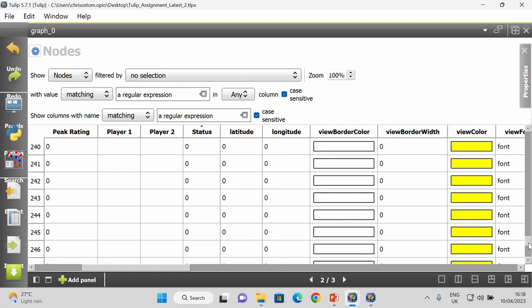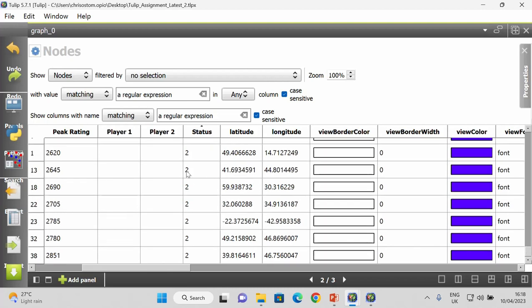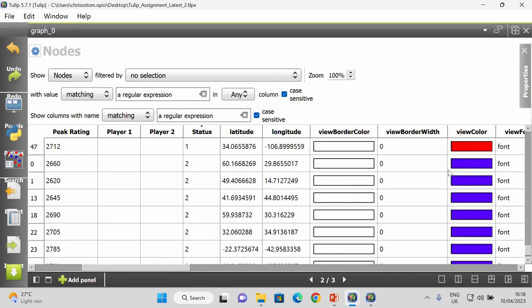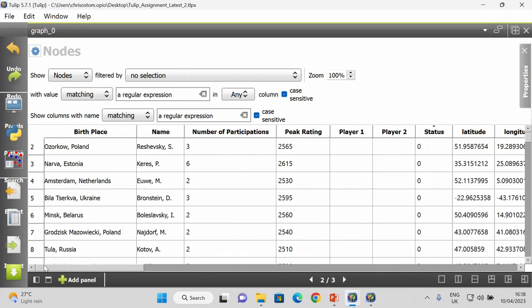There is also status 1, which shows that the candidate participated in the competition, reached the final but lost in the final, and it's color coded red. Then when you look at status code 2, the candidate participated in the competition, reached the final and won. In other words, is a former world champion. So it's color coded blue. These color codes are going to help us in the future visualizations. So this is actually the spreadsheet view.